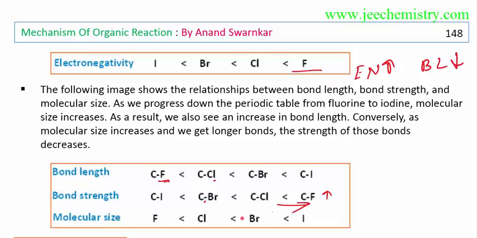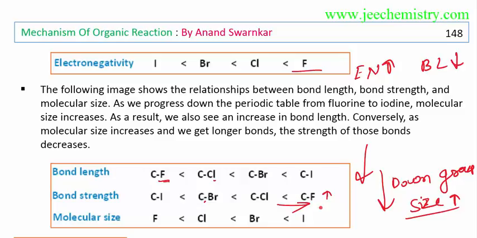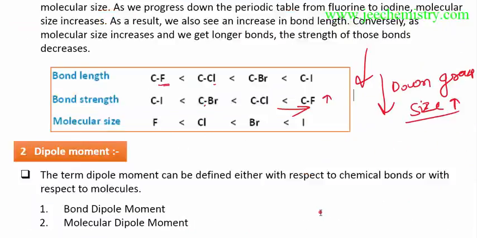And the molecular size: as you go down the group, size increases. You have learned this in the periodic table. So iodine is greater in size than bromine, then chlorine, then fluorine.